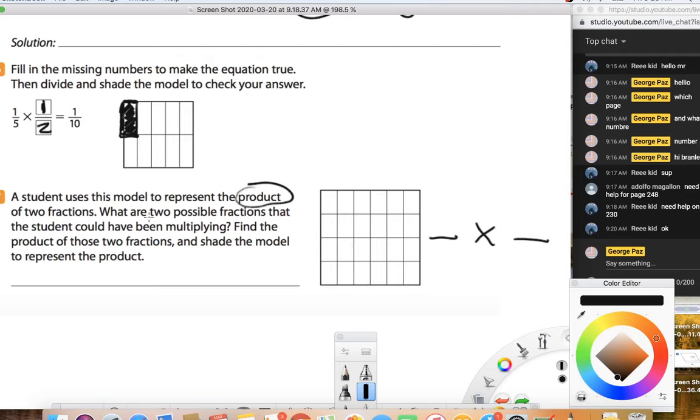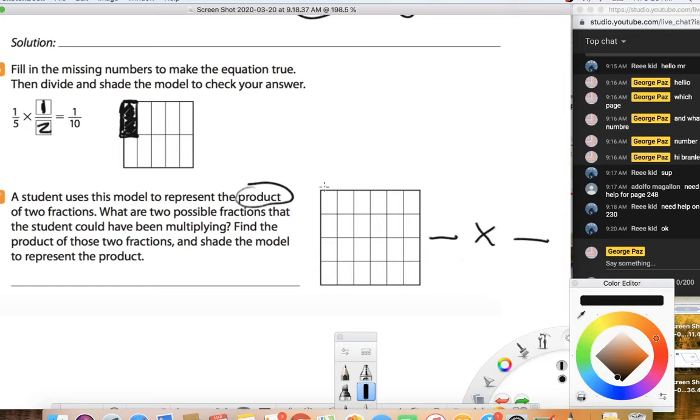So it says, what are 2 possible fractions that the student could have been multiplying? Find the product of the 2 fractions. So find the product, multiplication, of the 2 fractions. And then shade the model to represent the product. And then we're going to shade this to represent this. So the first thing we're going to do is what we did over here.